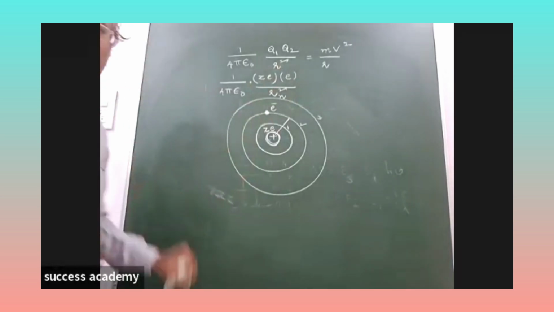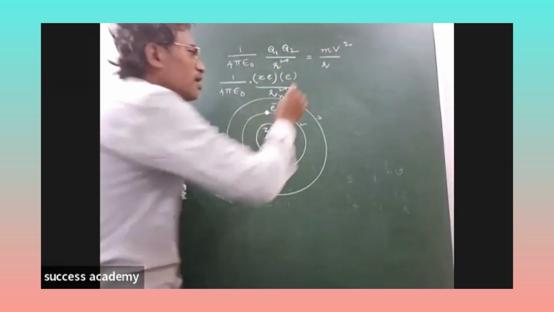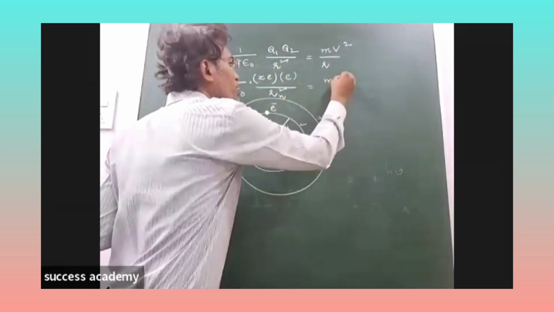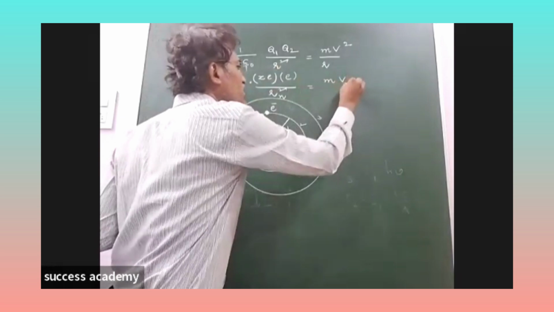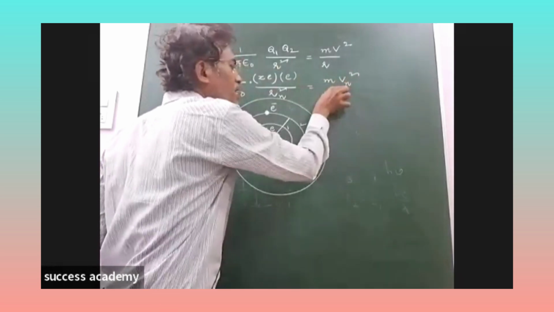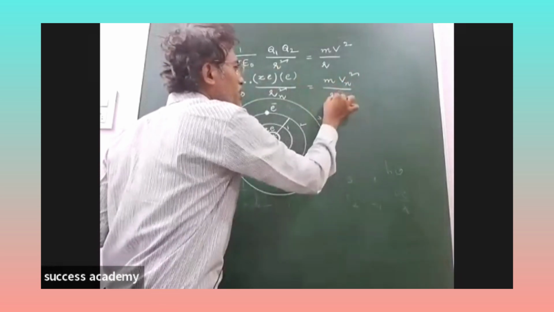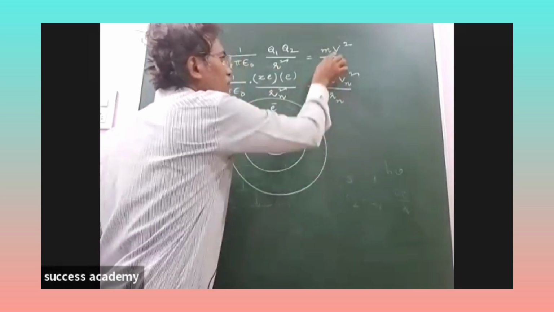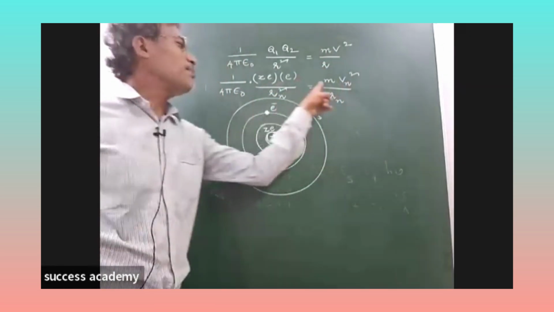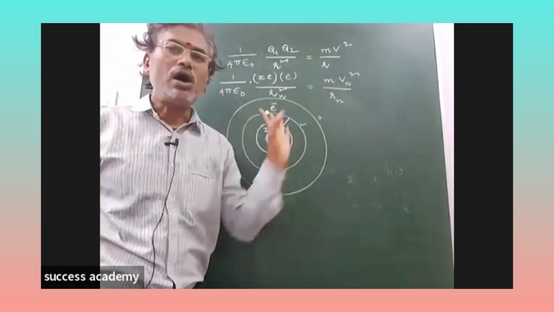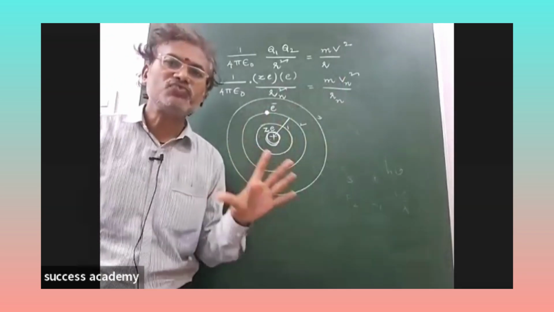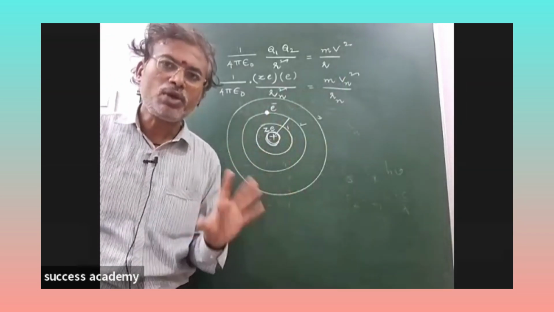Rn is the radius of the nth orbit, and Rn square is equal to m times v by Rn, where v is the velocity of the electron in the nth orbit. I am taking it as Vn in place of v. So the formula becomes mVn square by Rn. This is a simple consideration we followed. Are you getting it?